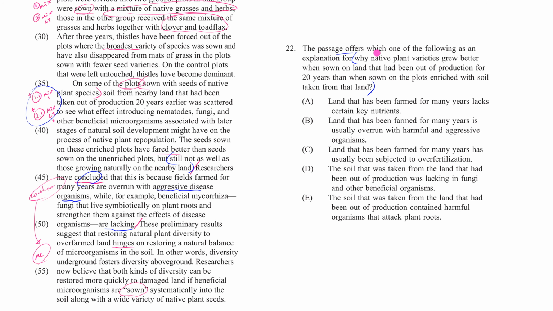By the way, this is a passage offer, so it's probably going to be explicitly stated, although it could lie on the spectrum, right? But probably closer to stated. Land that has been farmed for many years lacks certain key nutrients. Okay, I mean, true, but that's not this, right? We're talking about the aggressive disease versus beneficial organisms.